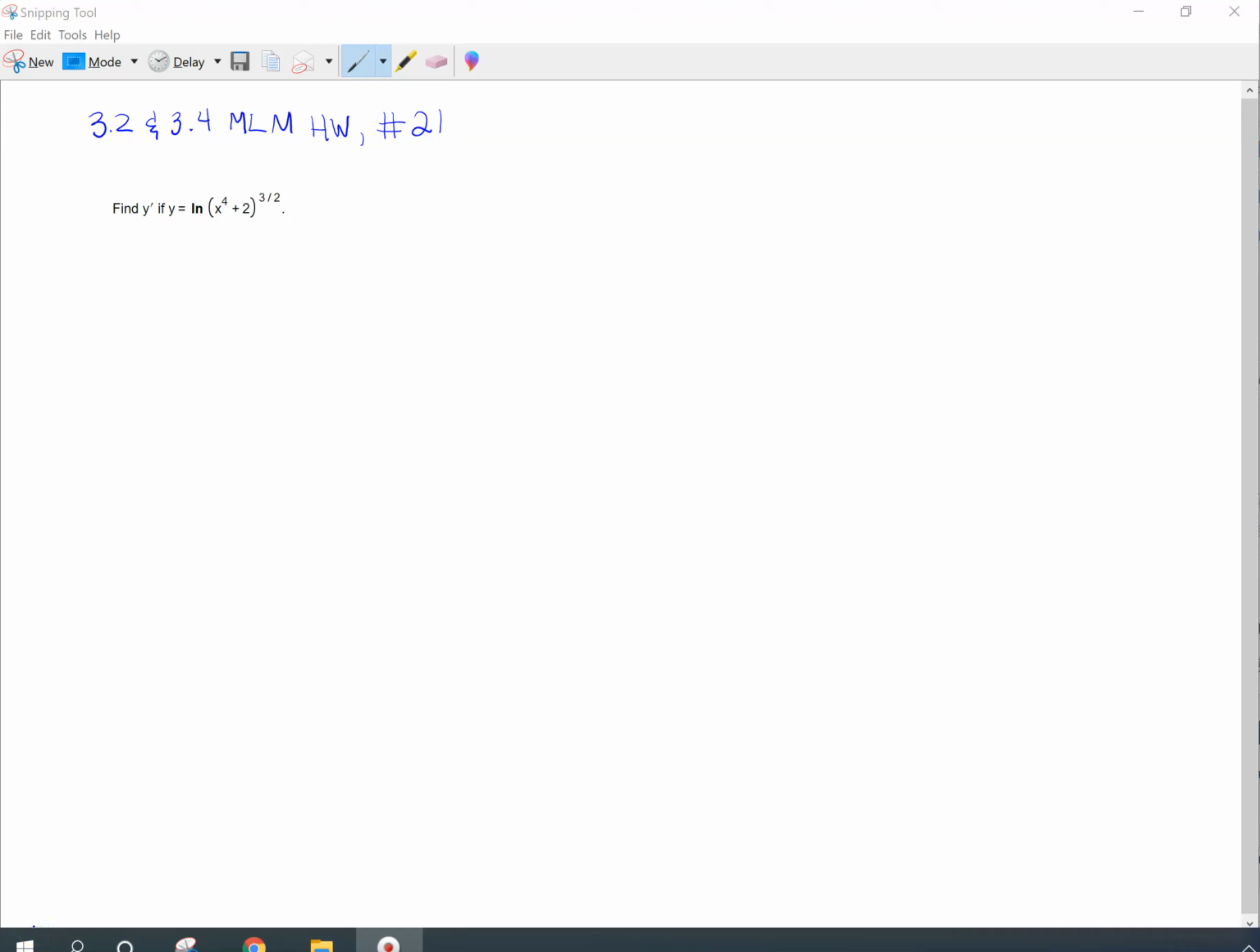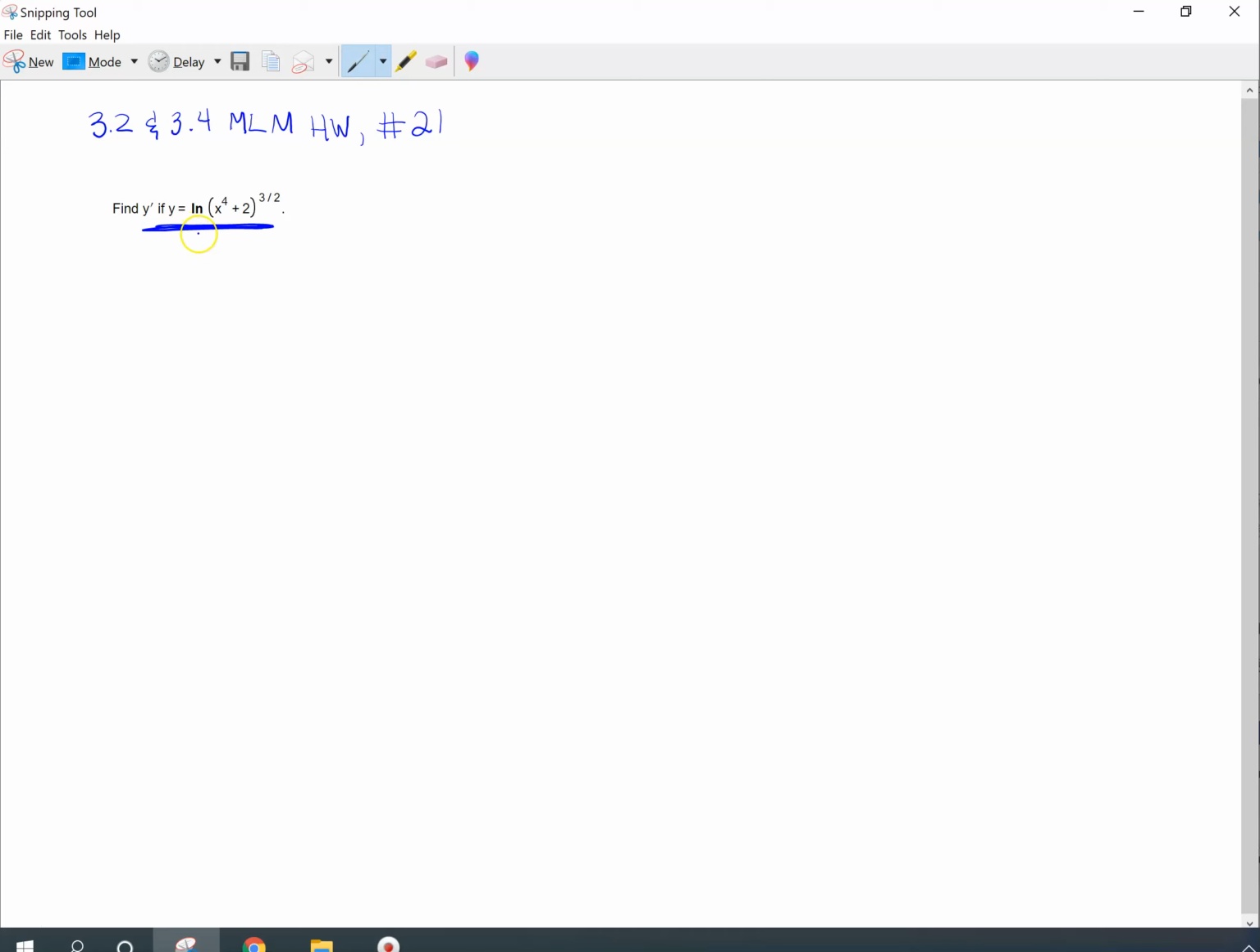This is question number 21 from the 3.2 and 3.4 MyLab Math homework assignment on derivative rules for exponential functions and log functions and the chain rule. So we're given an equation that has a natural log in it. And we can approach the derivative two ways. First of all, we can just work with the equation as it's written and take the derivative from there. And the second way is to rewrite this equation using a log rule from algebra before we start the calculus. And I'll show you both ways in this video.